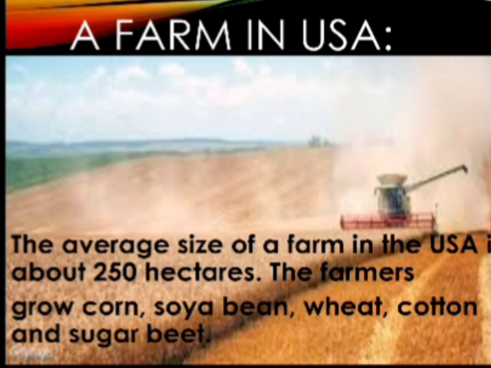Now let's move on to the USA. In the USA, the average size of a farm is larger than that of an Indian farm. The size of the farm is about 250 hectares, and here the farmers generally grow corn, soya bean, wheat, cotton, and sugar beet. Joe Horan is a farmer of the Midwest USA, and he owns about 300 hectares of land.